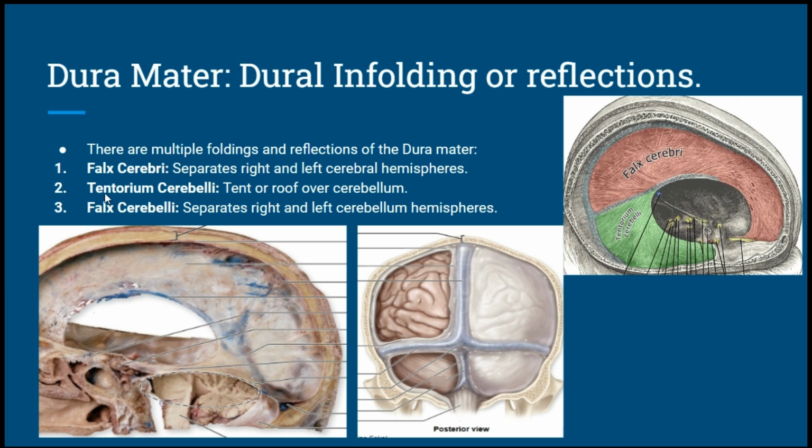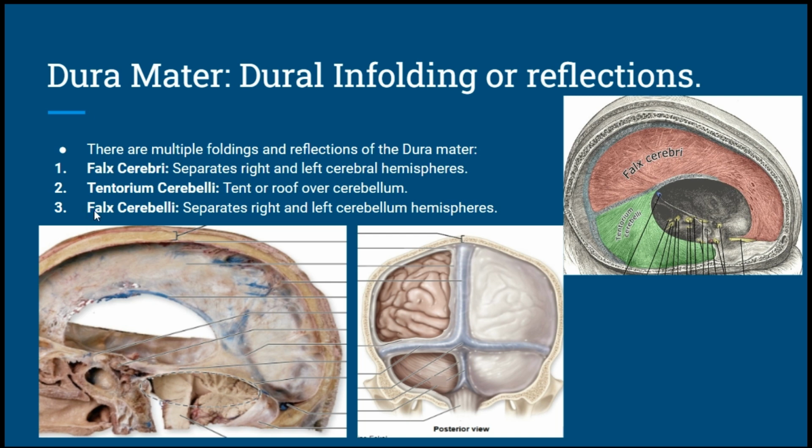The second reflection is the tentorium cerebelli. Cerebelli means it's covering the cerebellum, and the name tentorium, you see tentorium, it's a tent or the roof over the cerebellum. If you look at the image down here, you see one of the hemispheres of the cerebellum. This superior structure right here is the roof, or the tentorium cerebelli. It has more significance in the nerve supply, but we will discuss that later.